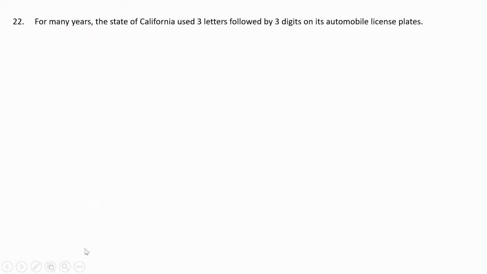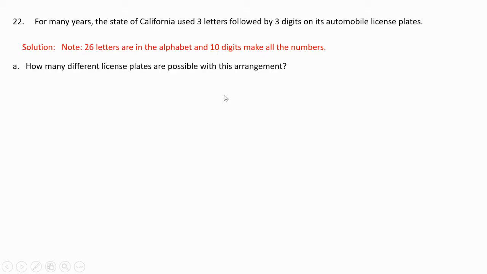Okay, now this is going to be permutations and combinations. Number 22. For many years, the state of California used 3 letters followed by 3 digits on its automobile license plates. There are 26 letters in the alphabet and 10 digits. So how many different license plates are possible with this arrangement? This is going to be 3 letters here and 3 numbers.